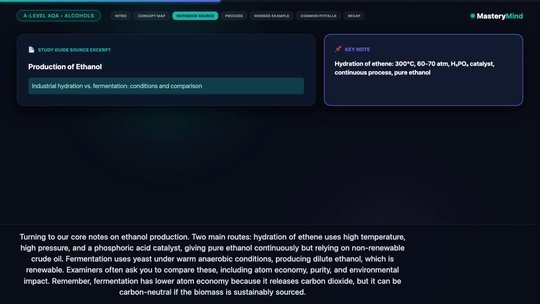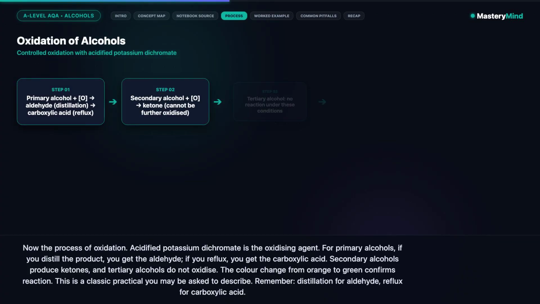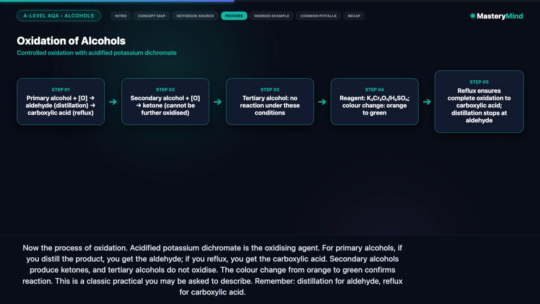Now the process of oxidation. Acidified potassium dichromate is the oxidizing agent. For primary alcohols, if you distill the product, you get the aldehyde; if you reflux, you get the carboxylic acid. Secondary alcohols produce ketones, and tertiary alcohols do not oxidize. The color change from orange to green confirms reaction.